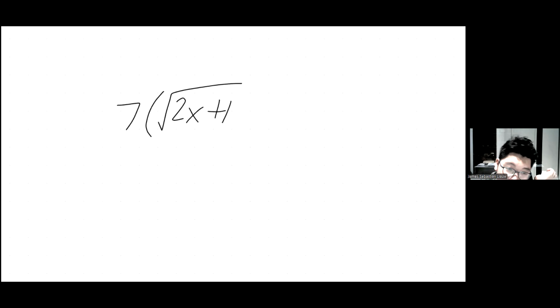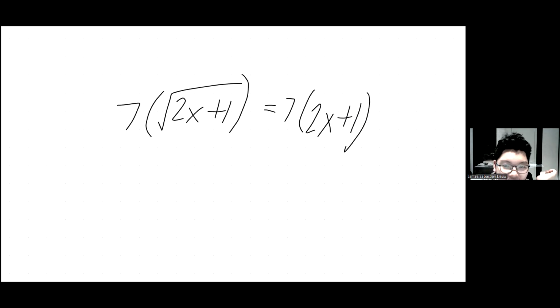Well, and now what if you have something like this? Don't be scared, don't be fooled. This is actually just indices and surds. Again, this is just basic indices and surds. How do you do this?